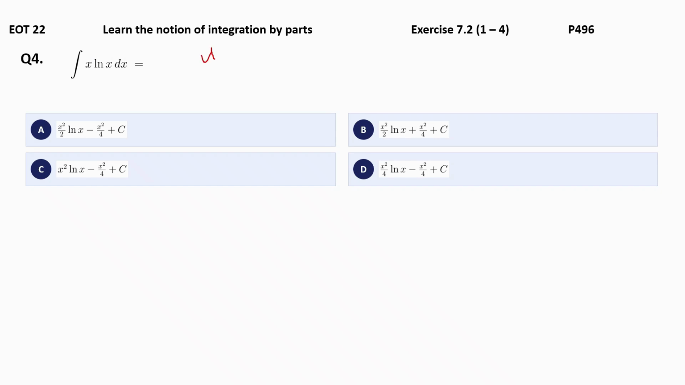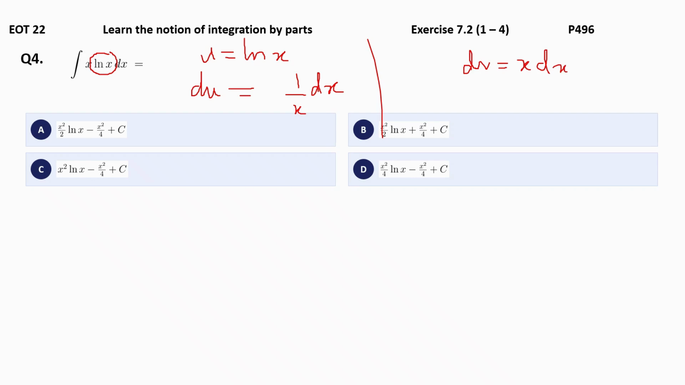So let's take our u as ln x. In that case, what is your du? It's nothing but 1 over x dx. If you select u as ln x, the entire left out will be your dv. That means x dx is your dv. If you integrate, what is your v? X square over 2.